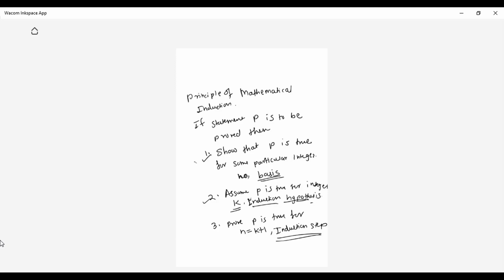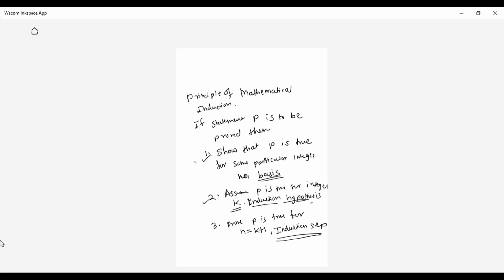Second step, what are we going to do? We are going to perform the induction hypothesis step, where we take any k value, put n is equal to k in the given statement, and show that for n is equal to k the statement is true, and we call that the induction hypothesis. And the third and last step would be to substitute n is equal to k plus 1 in the given statement and prove that for n is equal to k plus 1 the statement is true. That third step we call the induction step.